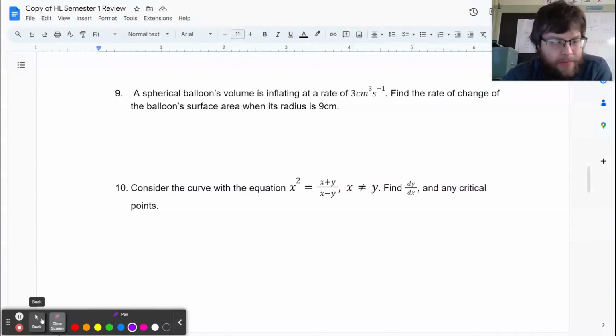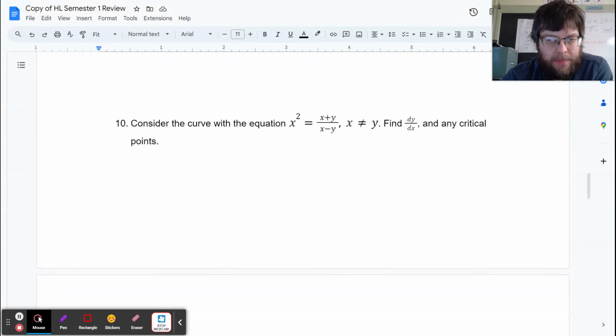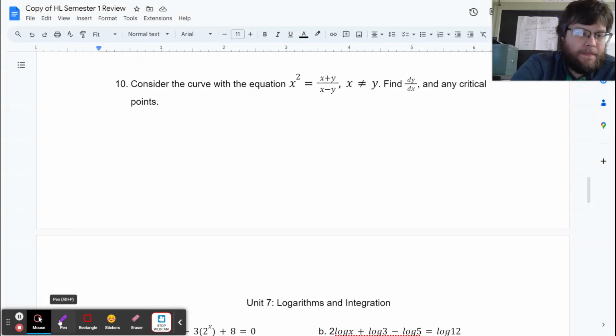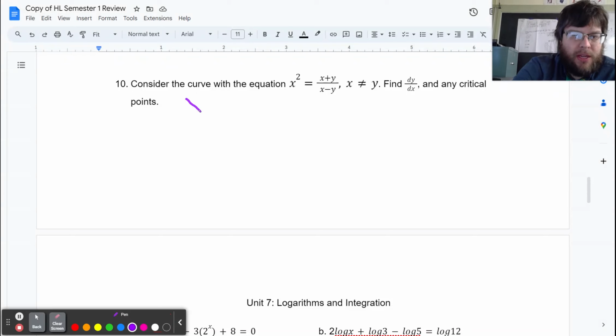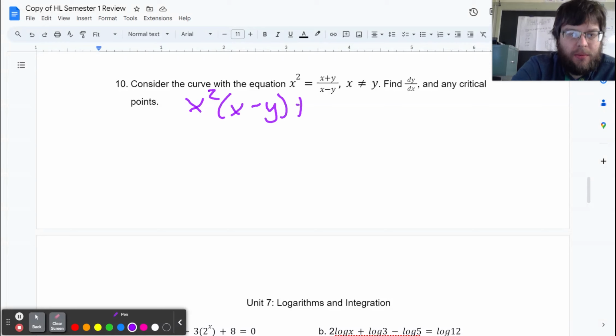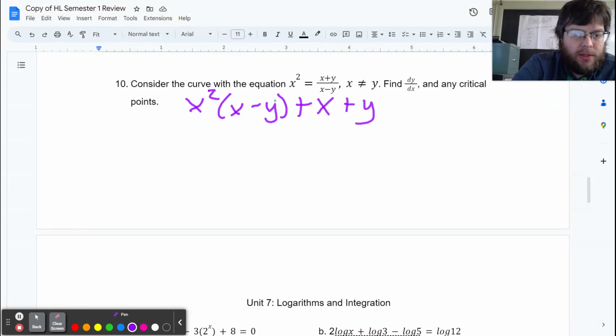Okay, last one. If I remember right, this gets a little bit nasty, but we will do it. So if I multiply both sides here by x minus y, then I don't have a fraction anymore, and that's great. And so this should not say, I wrote it wrong, this should say equals right here. I'm asked to find dy/dx, so I'll take a derivative.